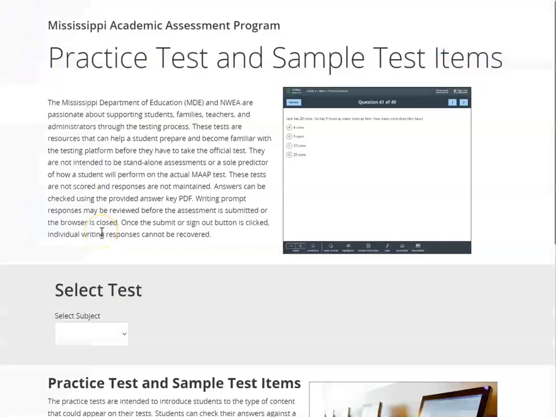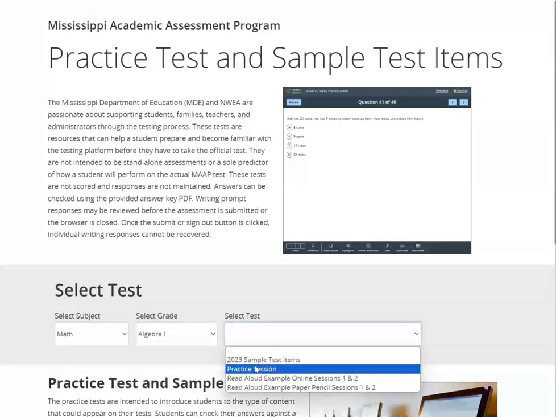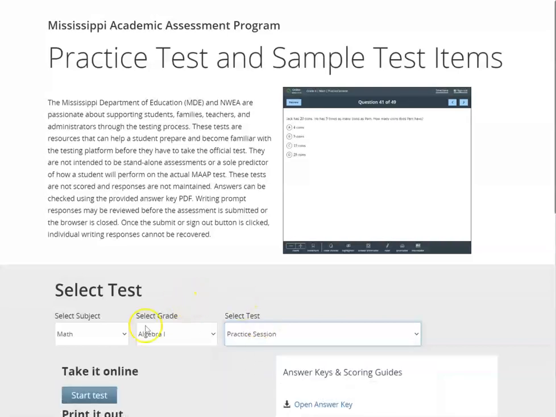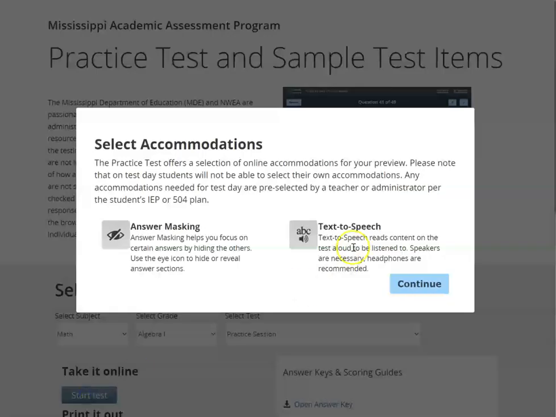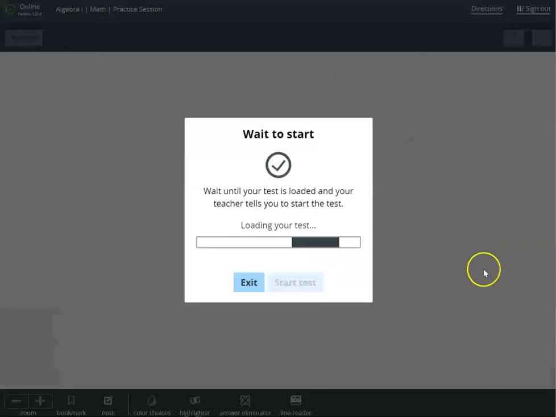When you get to the MAAP practice test website, the first thing you'll do is select Test Math and grade Algebra 1. And today we're going back into the practice session. Click Start Test, Continue, X to get out of the tutorial.